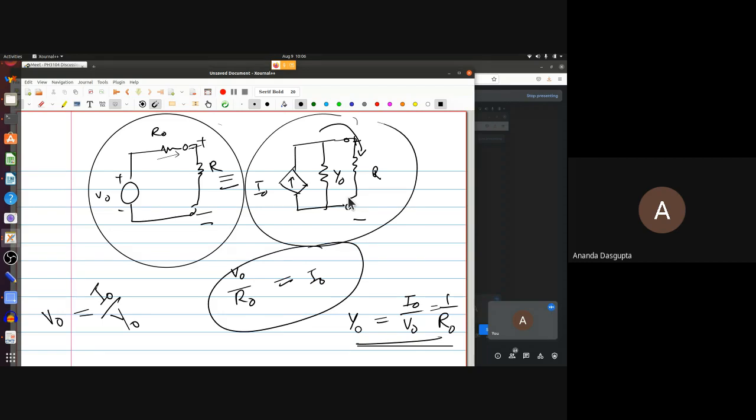We of course did two special cases, one for R equal to 0, which was a short, another for R equal to infinity. And we equated the two and found out the relationship between I0, Y0 and V0, R0. Just show that that relationship actually ensures that you get the same current no matter what resistance you connect.